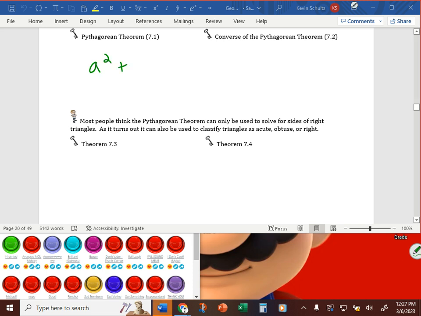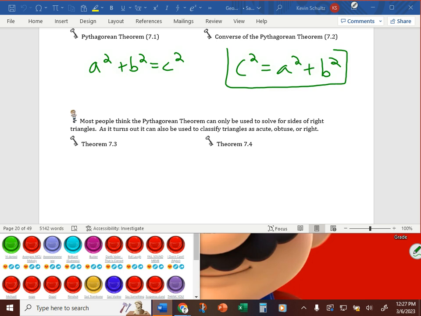So the general theorem says that if it's a right triangle, then A squared plus B squared equals C squared. The reverse of that is going to have C squared first, and say that C squared will equal the sum of A squared plus B squared. The reason we can write it like this is because it's going to make theorem 7.3 and 7.4 a lot easier to understand.